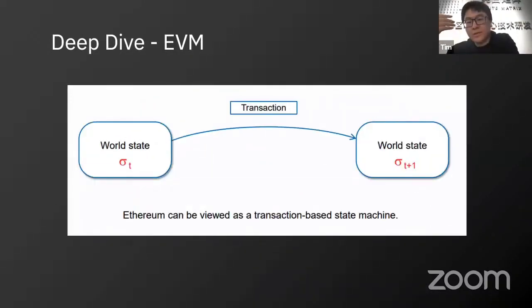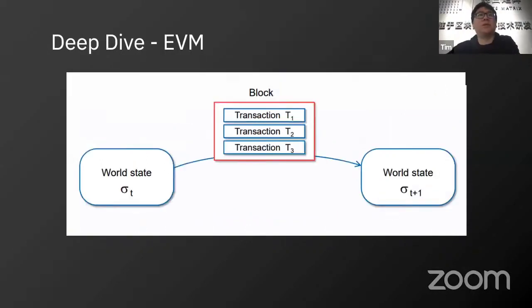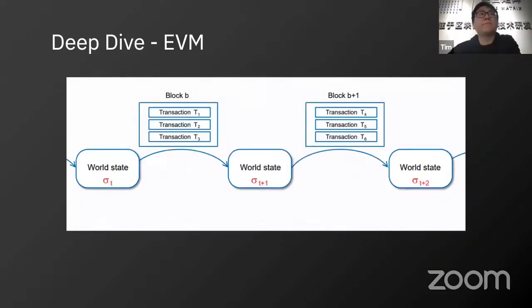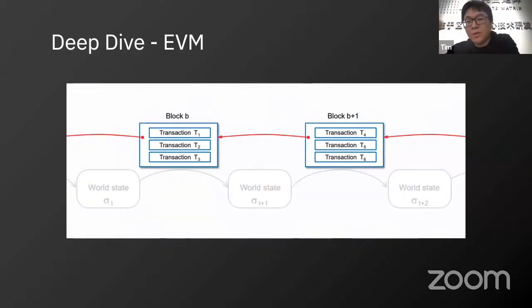A transaction represents a valid arc between two states. So it can also be viewed as a transaction-based state machine. Also, transactions are collected into a block. A block is packed into data. From the point of view of states, the network can be seen as a state chain, where there's a state transition between each block generated. From the point of view of the implementation, the network can also be seen as a chain of blocks. So it's called a blockchain, right?